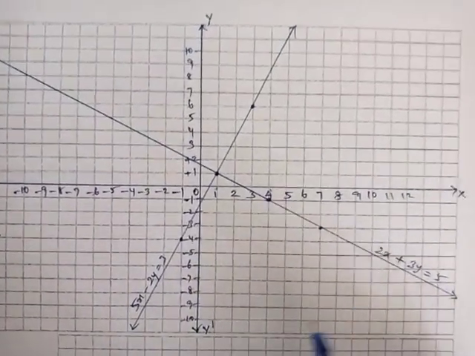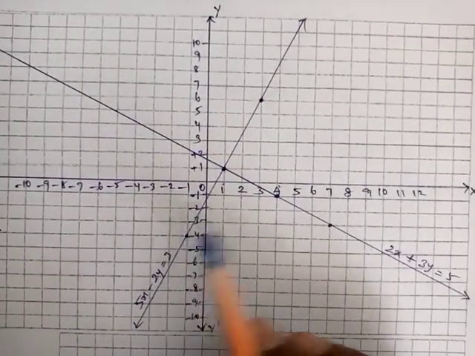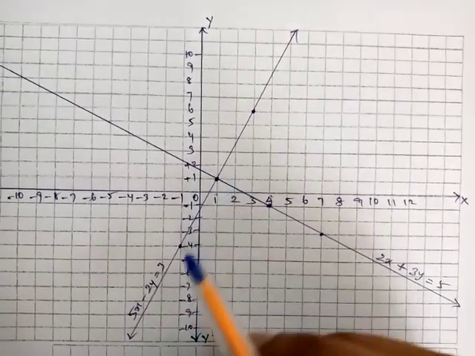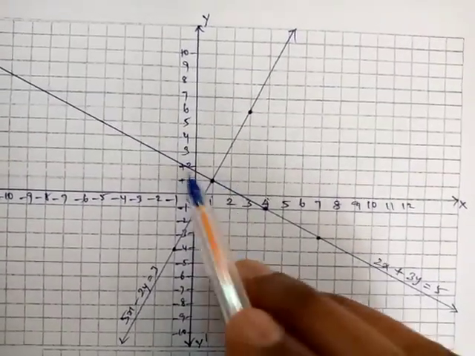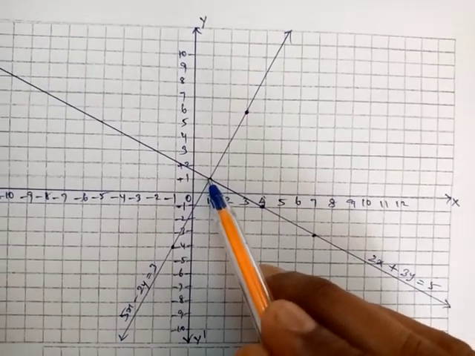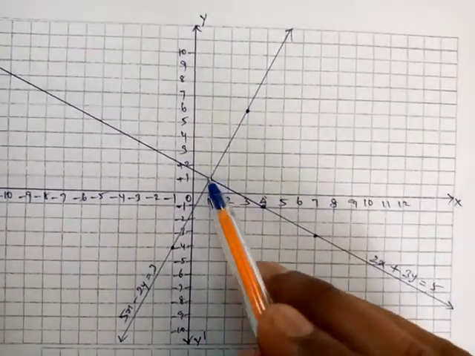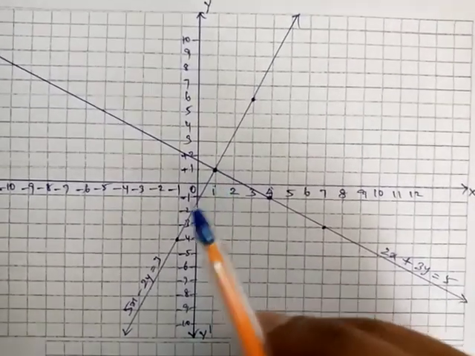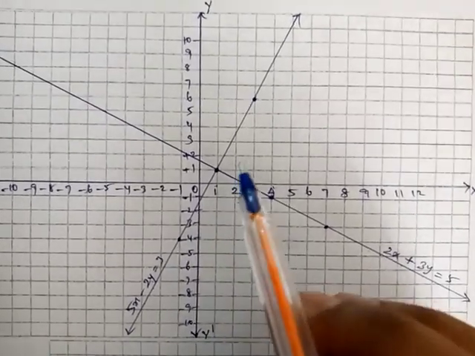But here, what is the solution for both the lines? For both means this point will satisfy these two equations, right? Or we can say this point lies on both the lines, correct? See that 1 comma 1 is in this line also, in this line also. So this 1 comma 1 is the common solution for both the lines. Therefore, this is the required solution.